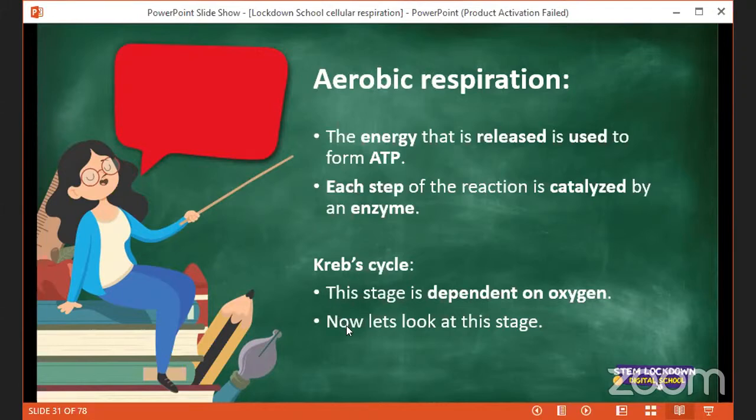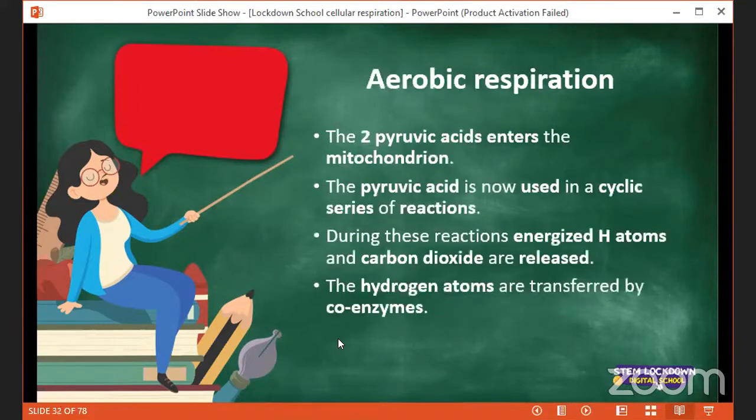So now the Krebs cycle, this stage is dependent on oxygen. Okay, now let us look at what happens in the Krebs cycle. So guys, remember, I think some textbooks call the Krebs cycle the citric acid cycle. So don't be confused. We are talking about the same cycle. Krebs cycle and citric acid cycle is the same thing. Okay. So the two pyruvic acids enter the mitochondrion. Two pyruvic acids or pyruvate, right?